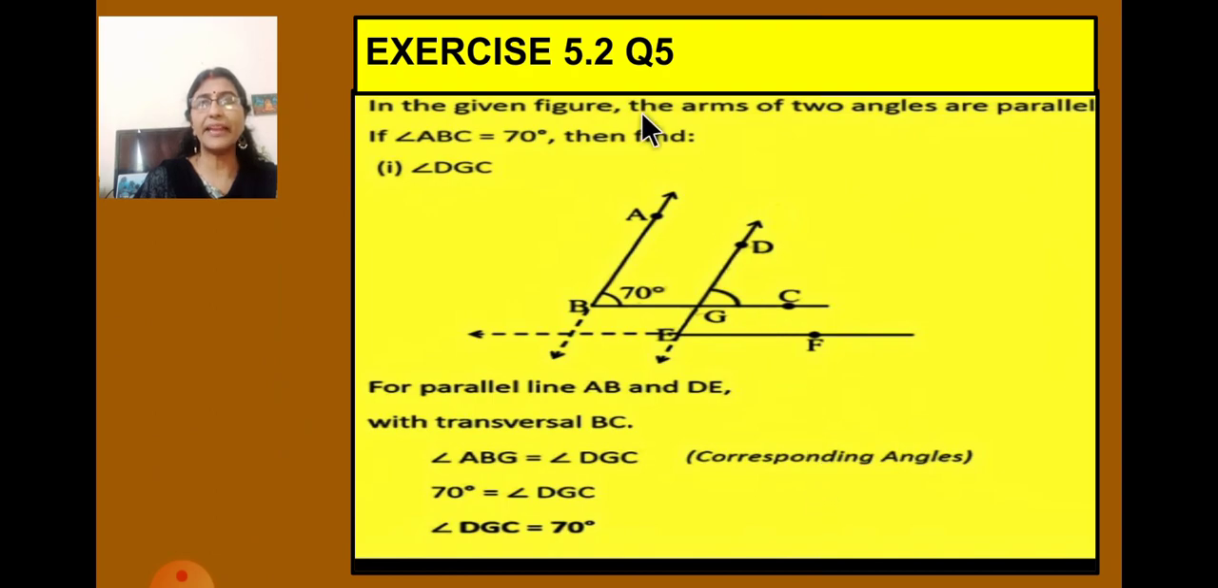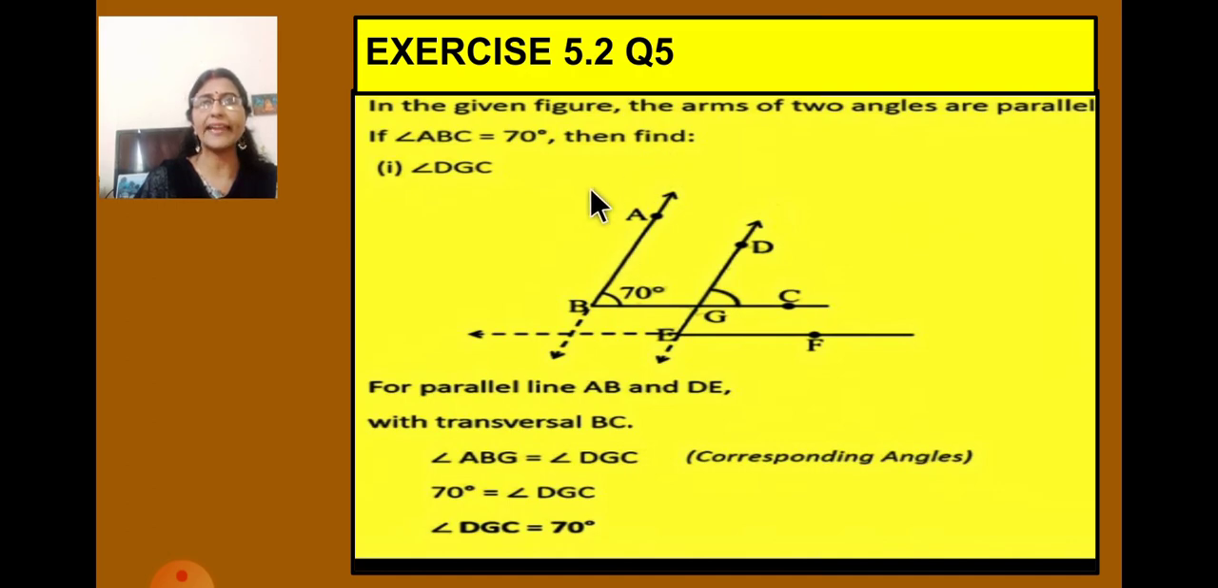Now we will do the remaining questions of exercise 5.2. Till question number 4 we have done. Now we will be doing question number 5. So let us read the question. You will write all this question in your notebook, in your maths classwork. In the given figure, the arms of the two angles are parallel if angle ABC is equal to 70 degree. You can see here it is marked angle ABC is equal to 70 degree.